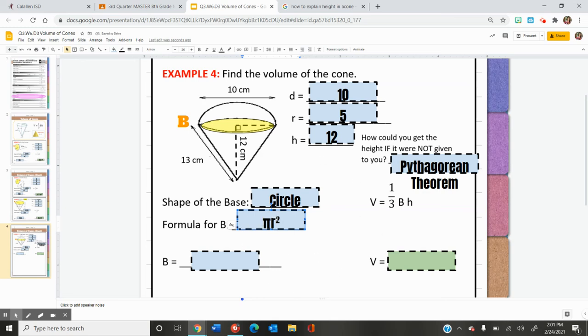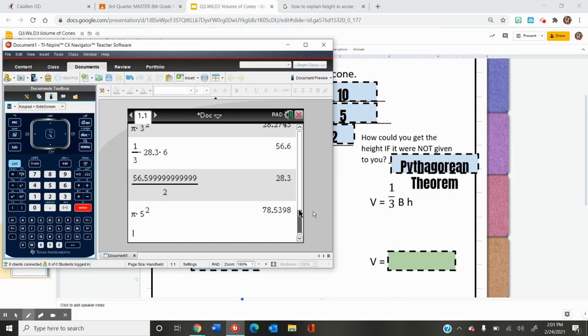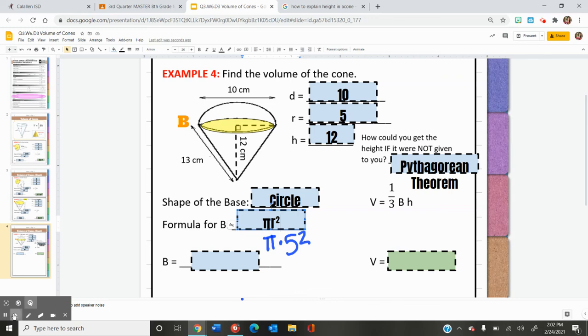Okay, so before we can find the volume of this cone, let's go ahead and first find the area of my base. So here I have pi times r, which is 5 squared. So I have pi in my calculator to find the area of my base. I'm putting pi times 5 squared. And I get 78.5398. Okay, so now we can round this to the tenths place. We're going to leave it at 78.5. So big B is going to be 78.5.